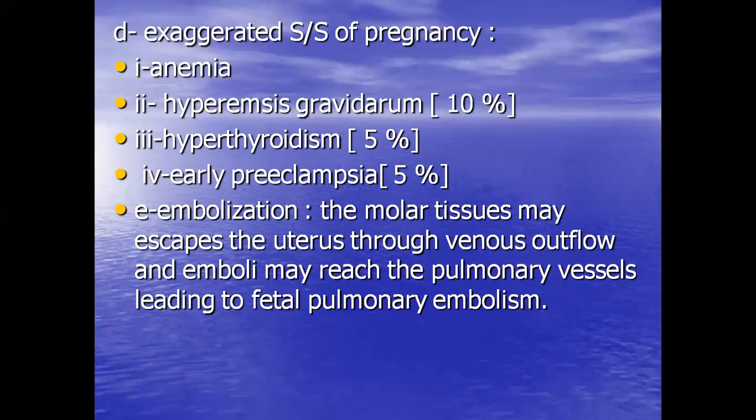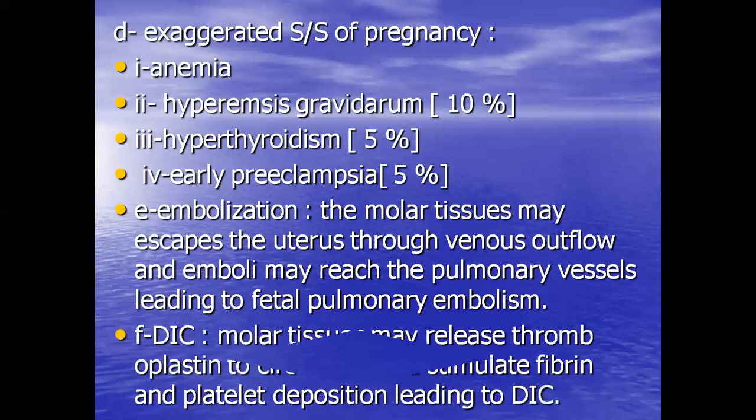Mobilization. The molar tissue may escape the uterus through venous outflow, and emboli may reach the pulmonary vessels, leading to fatal pulmonary embolism. DIC: molar tissue may release thromboplastin into the circulation and stimulate fibrin and platelet deposition, leading to DIC. That is why you have to take molar pregnancy seriously, because it causes two fatal complications, embolism and DIC.